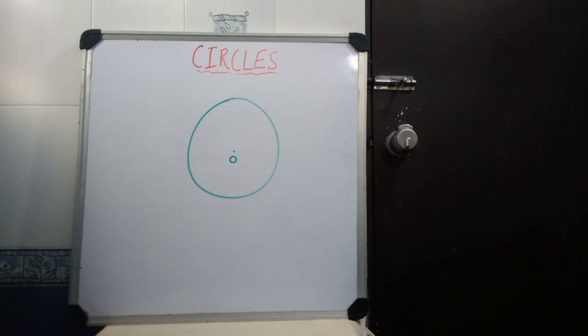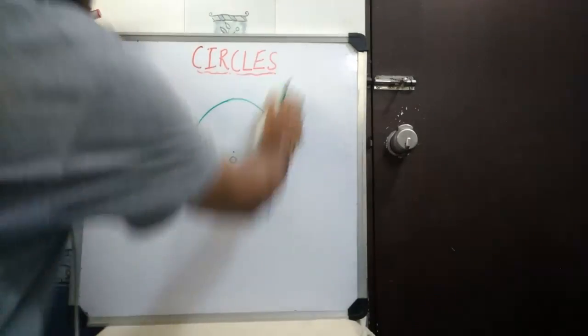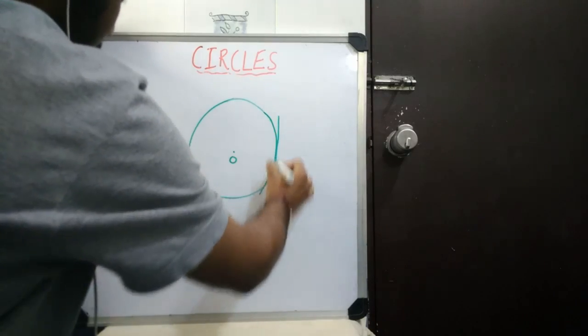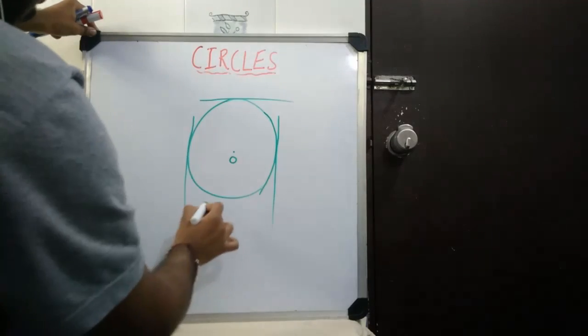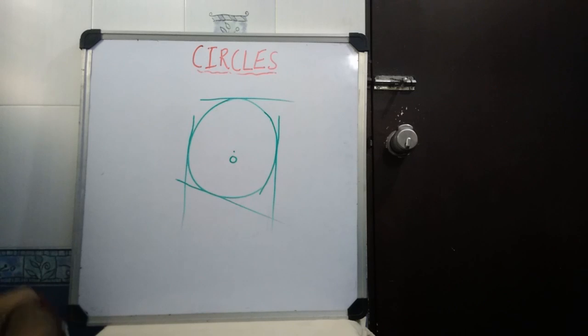Okay? Now let's discuss what a tangent is and what a secant is. A tangent is a line which touches the circle only at one point. Now you can guess it. If it touches the circle only at one point, it should be outside the circle, right? So it is something like this. That is a tangent, that is a tangent, that is a tangent, and that is a tangent. So I have four tangents. I can have many tangents.